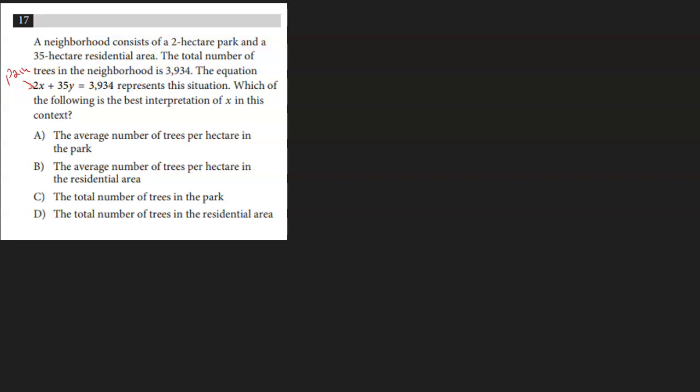So what does x represent? Well, if we're going to take 2x, if we're going to take a 2 hectare park and divide it by 2, which is clearly the multiplier here, we would just have 1 hectare. So it would be 1 hectare. I'm going to abbreviate that for the park. And we can do it with the other one. So that 35 hectare would be 1 hectare for a residential area. And then those added together would be the total number.